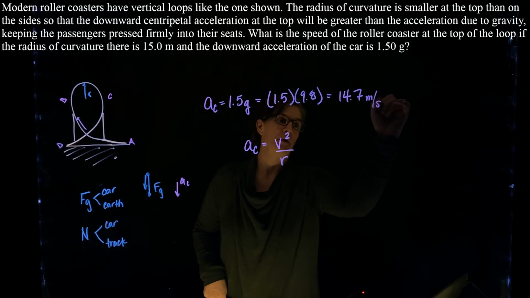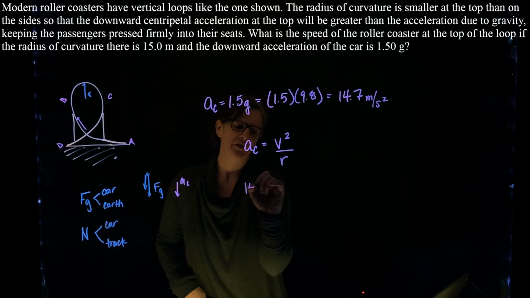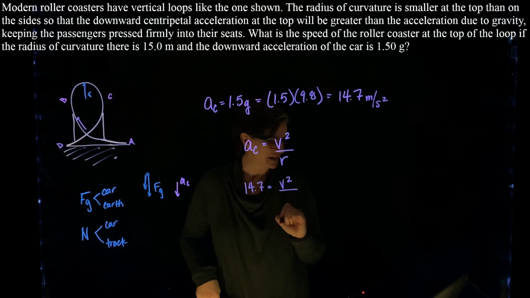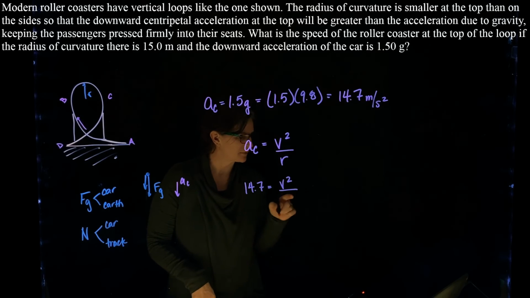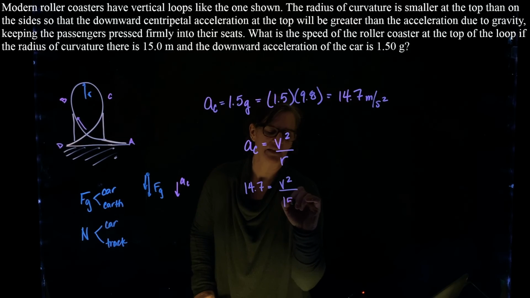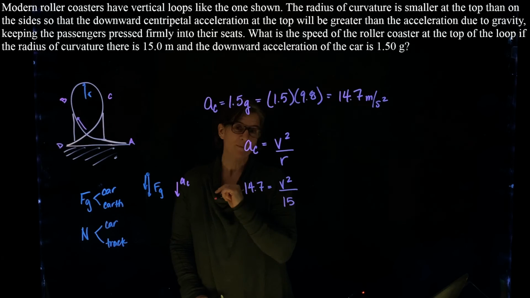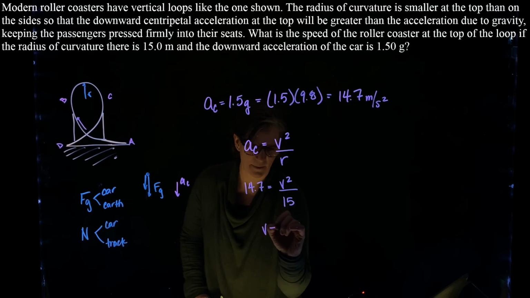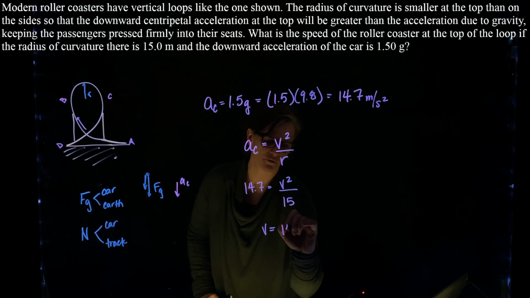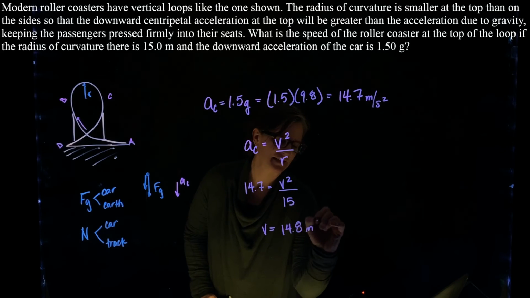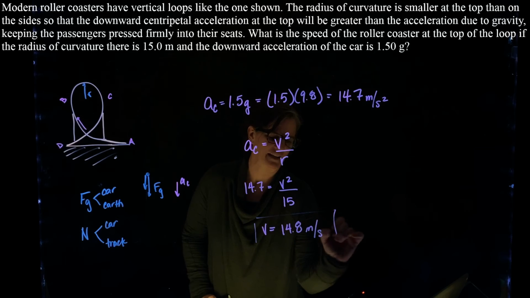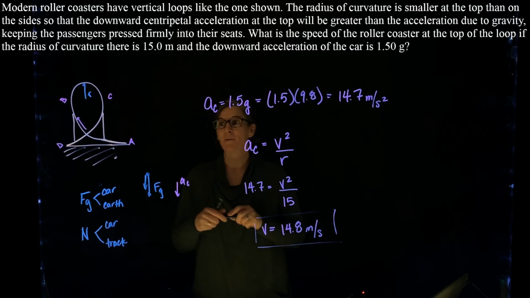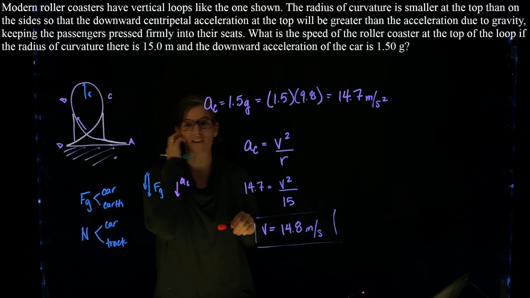meters per second squared. So I have 14.7 is equal to v squared over the radius, and I'm told that radius is 15 meters. So if I multiply both sides by 15, take the square root, I find that my speed at the top is 14.8 meters per second.